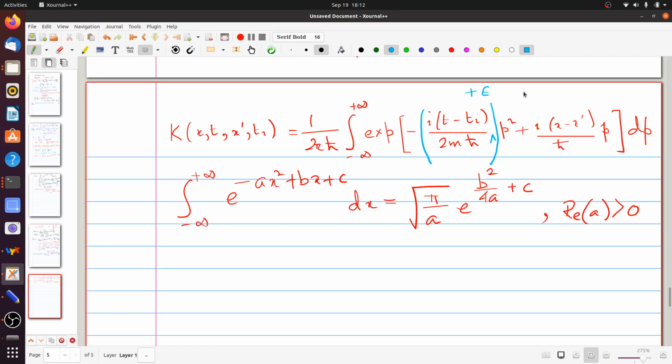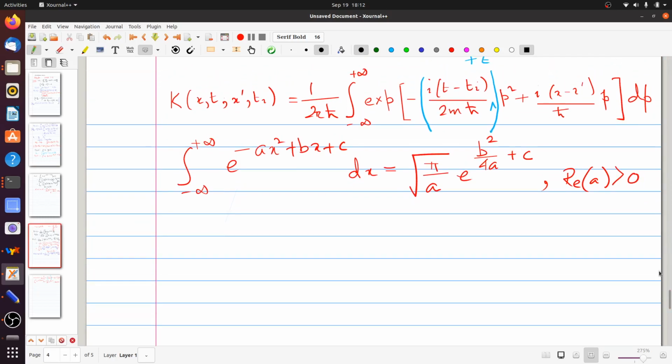It's the limit as epsilon goes to 0 from the positive direction, because only in that case will the modified integral, after you have put in the plus epsilon, be well defined. So if you carry out the trick, the result is going to be pretty straightforward. You can easily calculate what K(x, t; x', ti) is going to be.